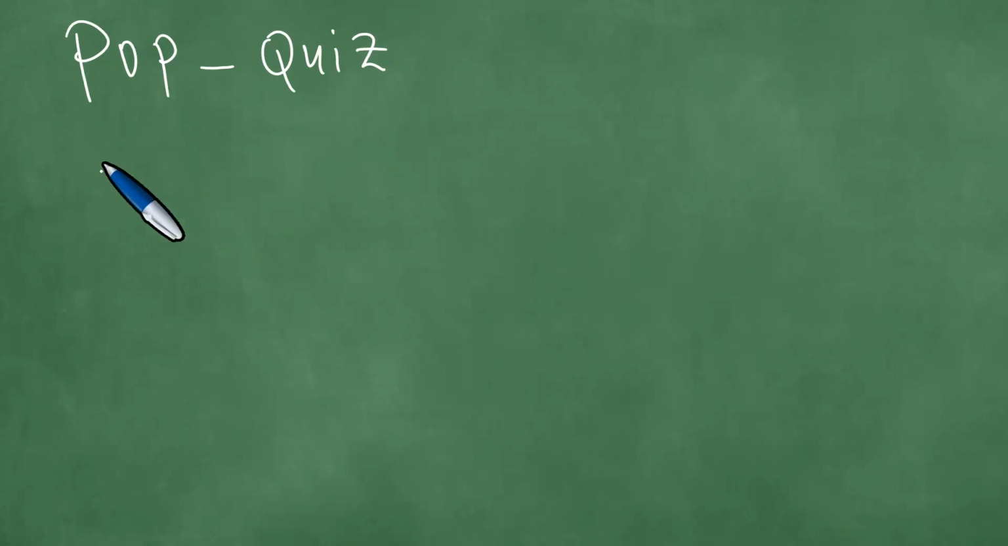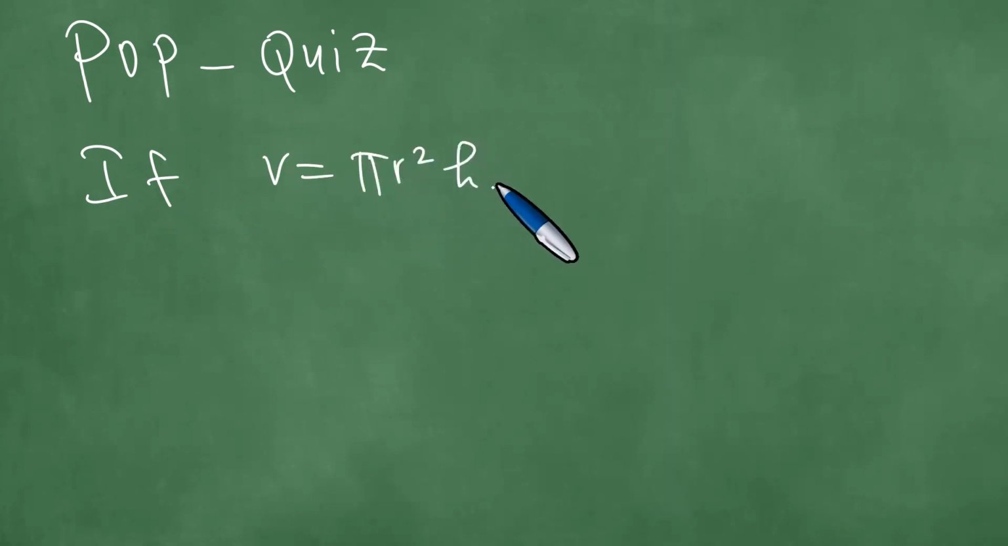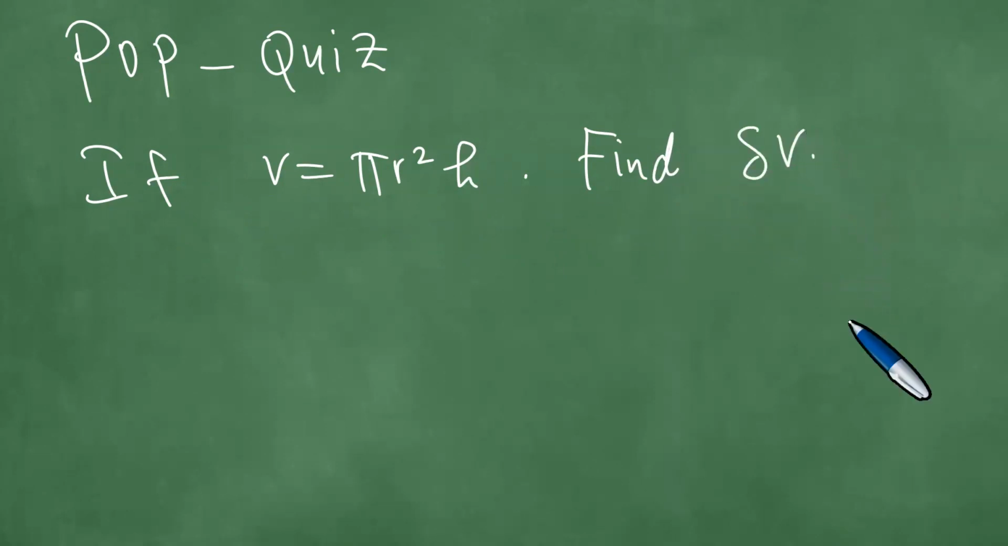If V is pi r squared h, find the small change in V. Okay, this is a pop quiz.